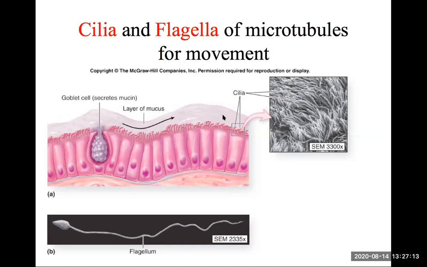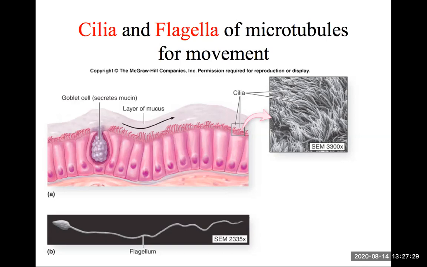The point is that the cilia and the mucus prevent particles of dirt or pollen or other things that we inhale from going into your lungs. It's a protective mechanism because lungs are very delicate.